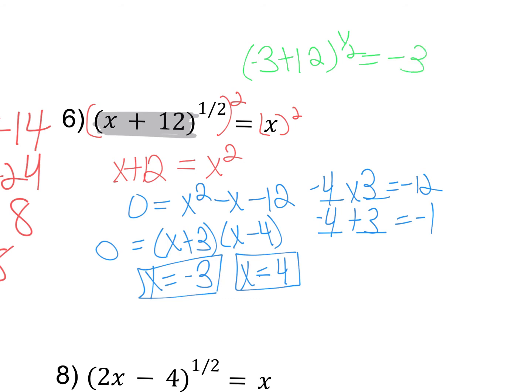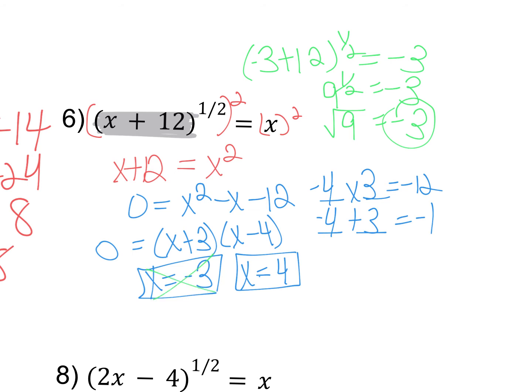Well, -3 plus 12 is 9 to the 1/2 equals -3. 9 to the 1/2 is the same as the square root of 9. And if you remember yesterday when we talked about this, you can't have a negative when you take the square root. Remember, when you have that square root, you're assuming the positive value, which means -3 is actually extraneous.